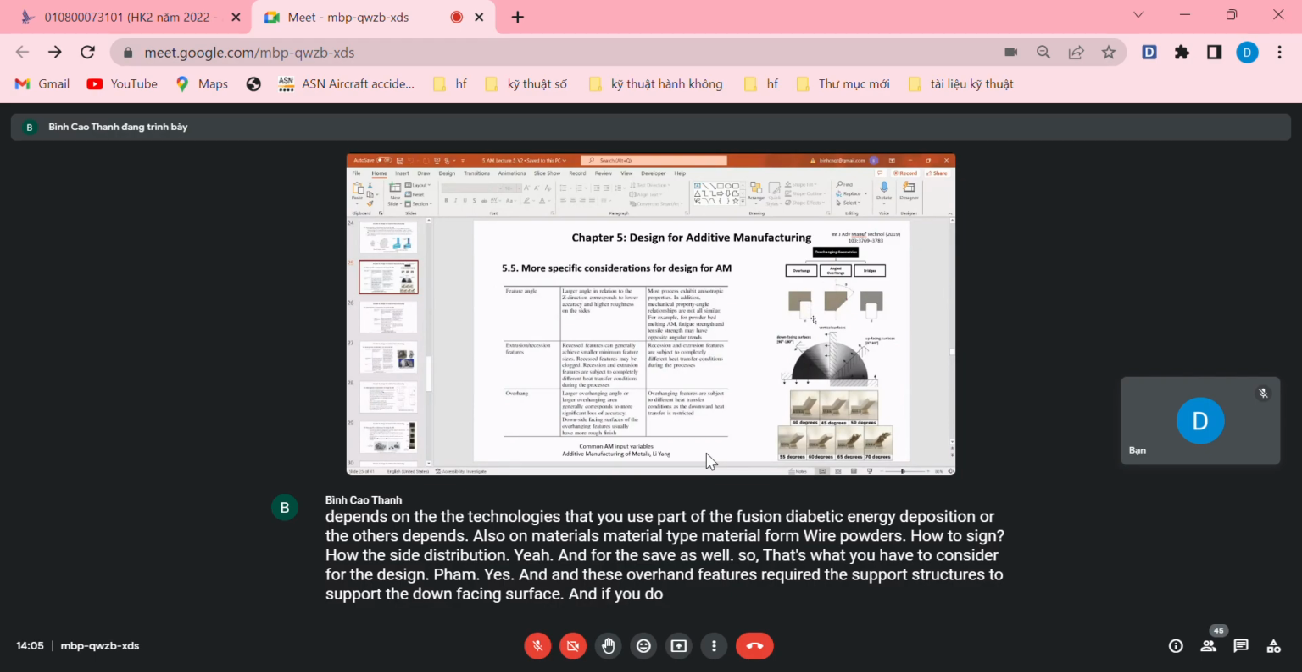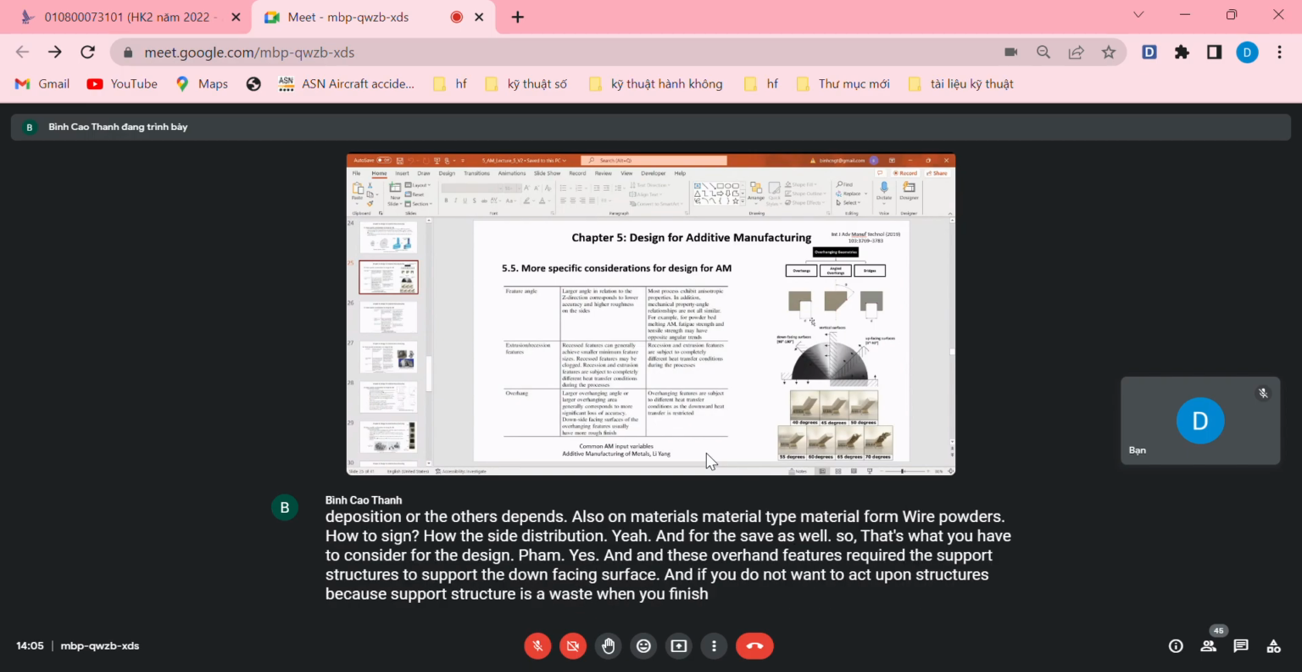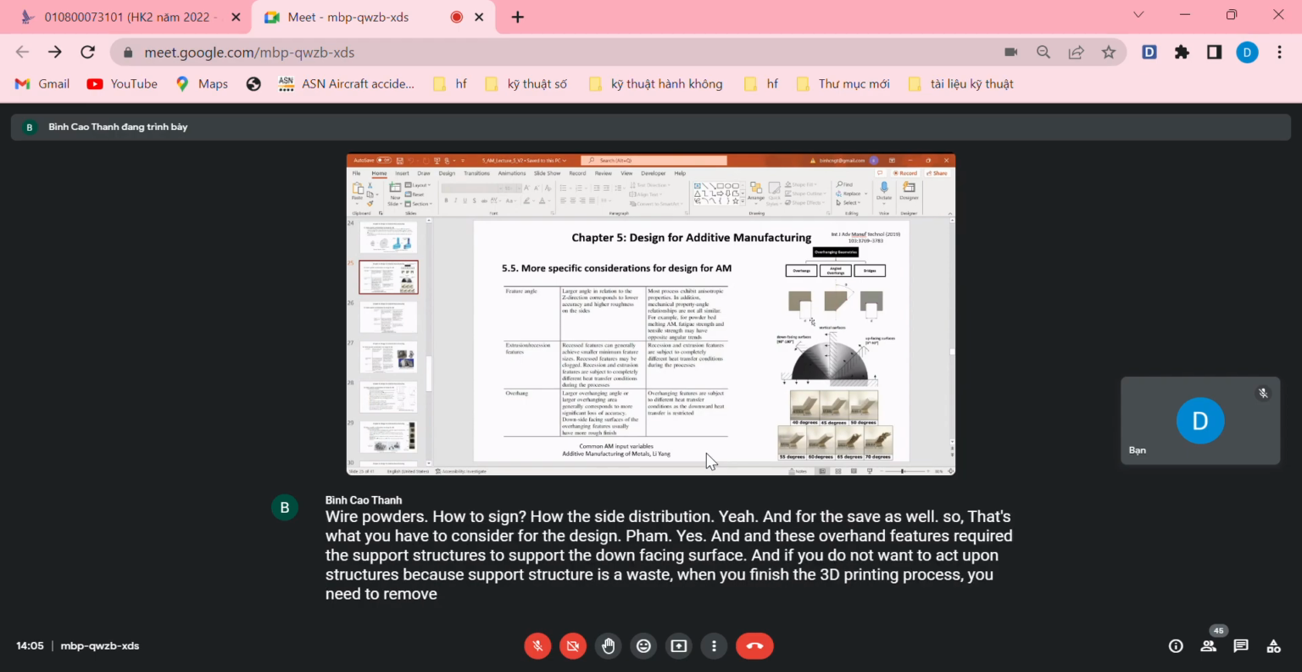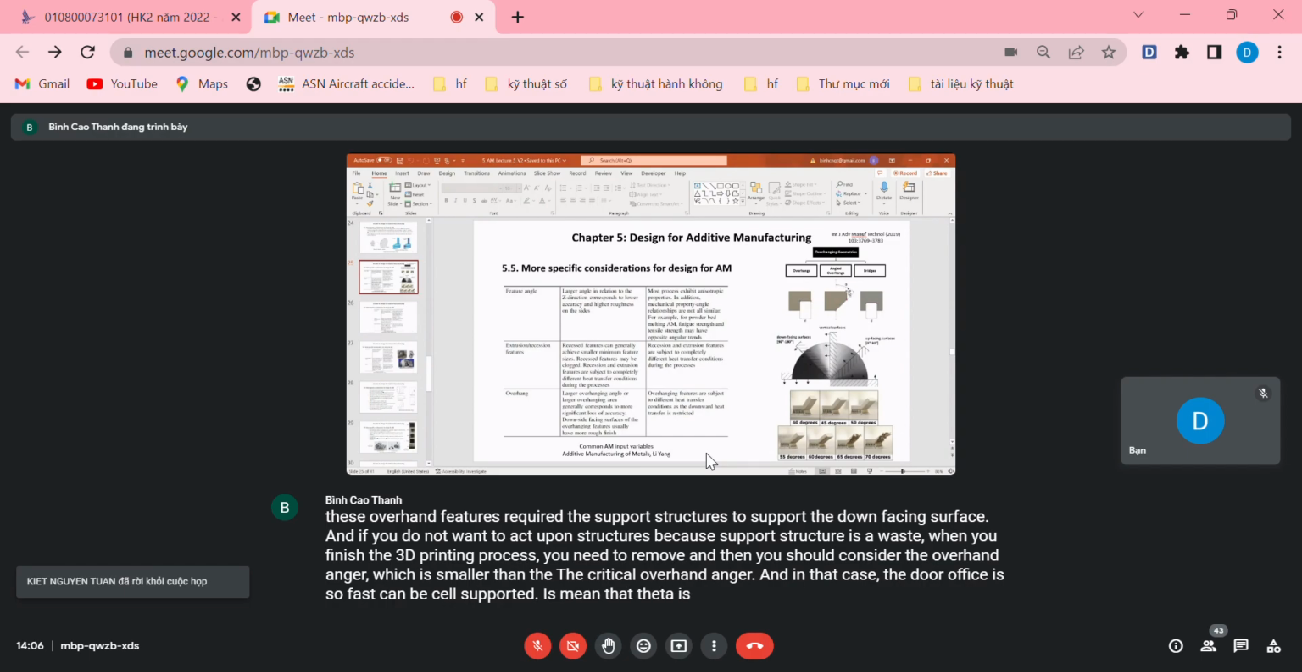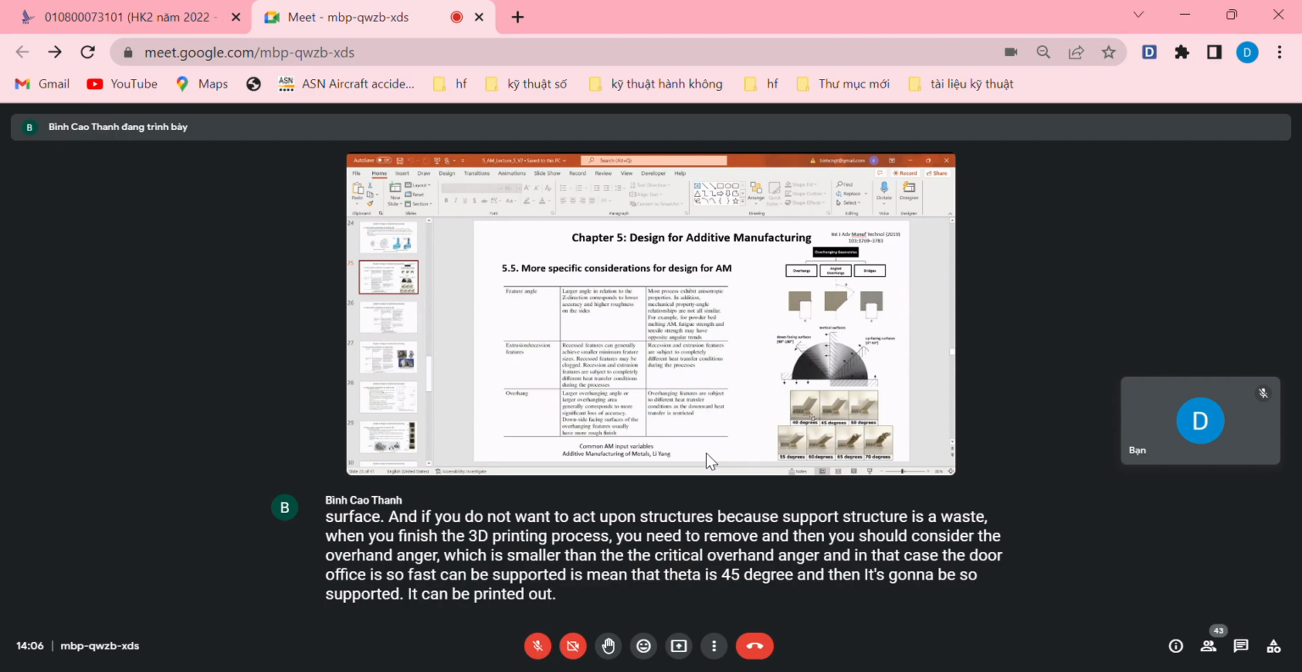If you do not want to add support structures, because support structure is a waste when you finish the 3D printing process and you need to remove it, then you should consider an overhang angle which is smaller than the critical overhang angle. In that case, the down-facing surface can be self-supported. This means that if theta is 45 degrees, it can be self-supported and printed without support structure for the down-facing surface.